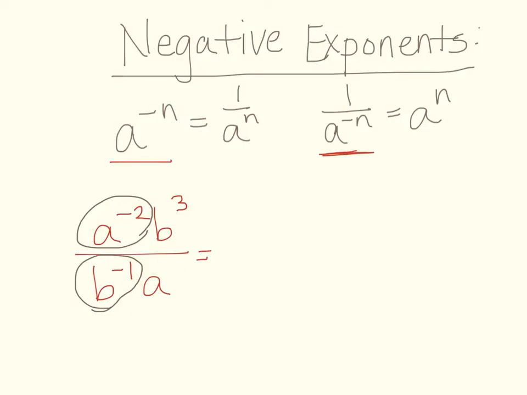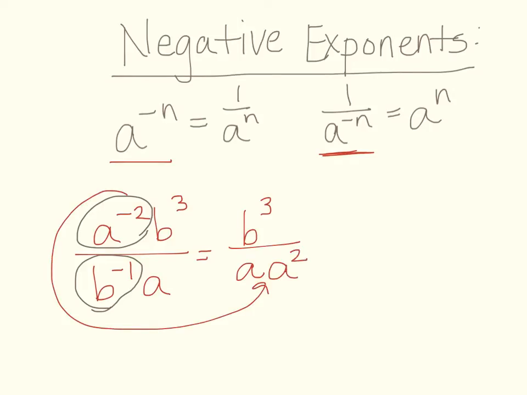So I'm going to keep that b cubed up in the top, and I'm going to keep that a down in the bottom. It's these guys that I need to move. So this a to the negative 2, I'm actually going to move it to the bottom. And the minute I move it to the bottom, it's a to the positive 2. This b to the negative 1, I'm actually going to move it to the top. And the minute I move it to the top, it becomes b to the positive 1.